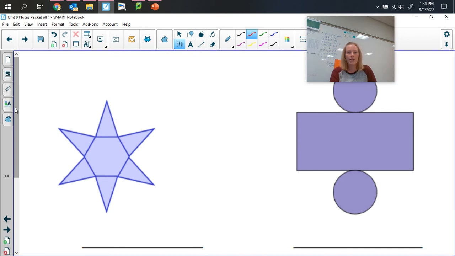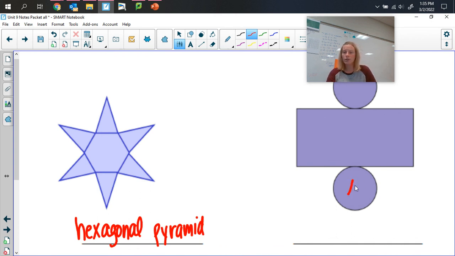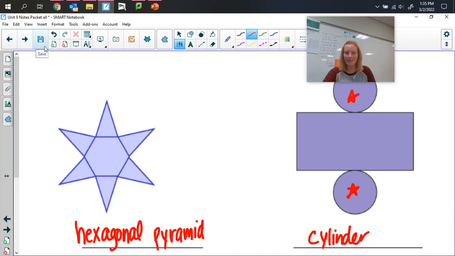Heading on over then, the last couple that we have here, here's another one that does look like a star. You have the 6 sides to your base, so we would call that a hexagon. But because it is describing, we're going to call it hexagonal, and this is in fact going to be a pyramid. Our last one here has the circles as the 2 bases, and then we have this rectangular piece that's going to wrap around it. This is in fact going to create for us one of our special ones. It's called a cylinder.